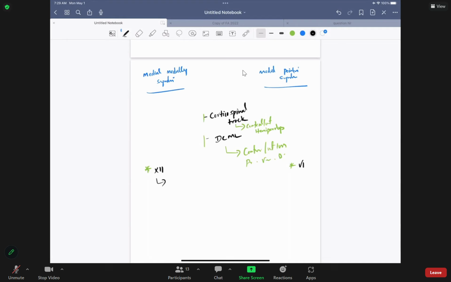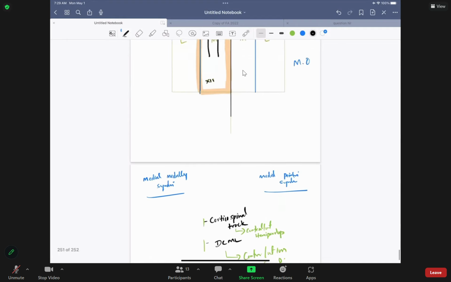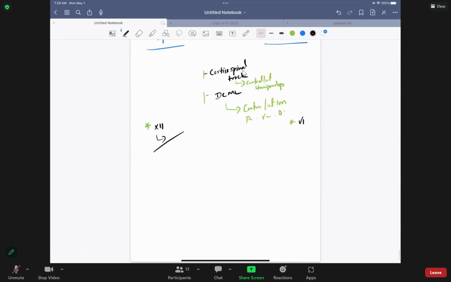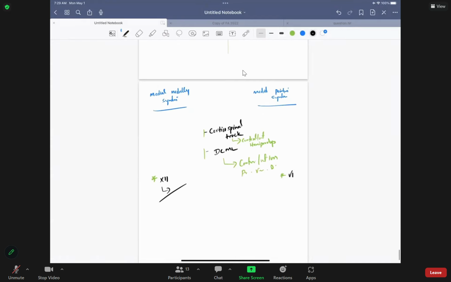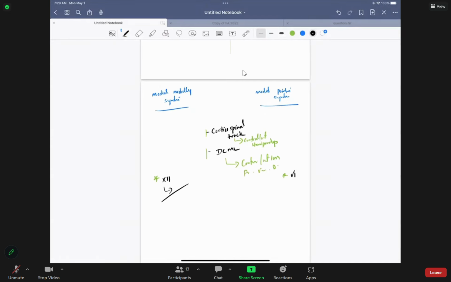So cranial nerve number 12, the tongue deviates to the same side, okay? So you guys know that. So any time you read a question, corticospinal tract and DCML with cranial nerve number 12, you know it's a medial medullary syndrome. Is everybody clear, folks? So the only unique feature is cranial nerve number 12.